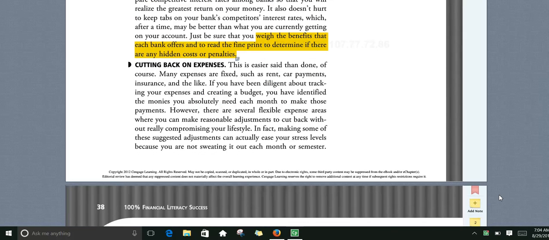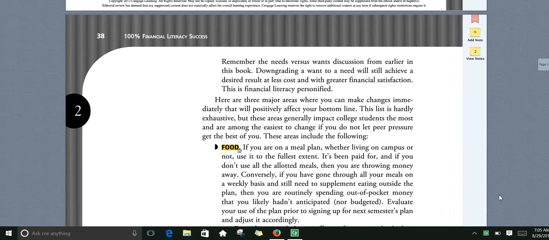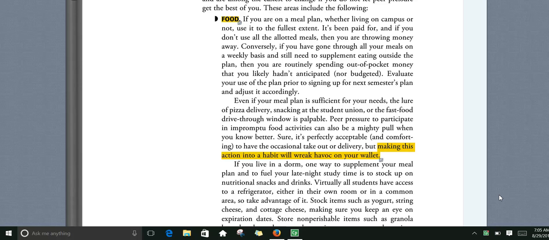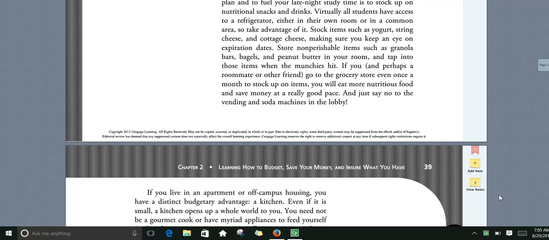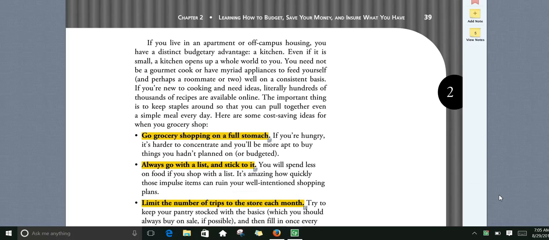And of course, cut back on expenses. Easier said than done, because many of them are fixed, but there are some that are not fixed that you can cut back on, even though you may think you can't. Food is one that you can cut back on. If you're eating out all the time, that will wreak havoc on your wallet. If you're buying sodas all the time, that will do the same thing.